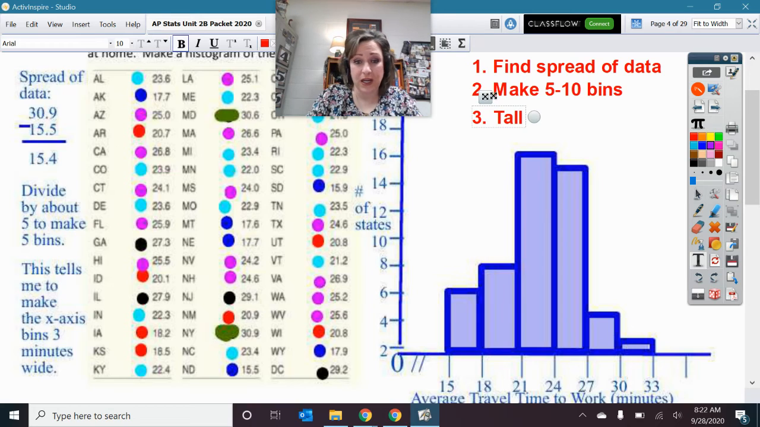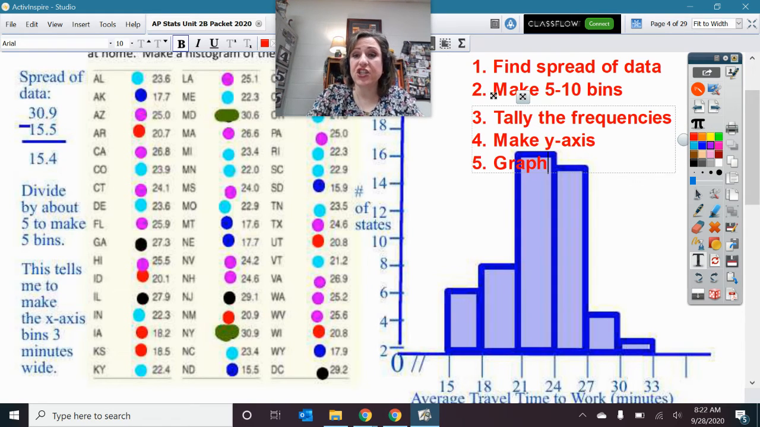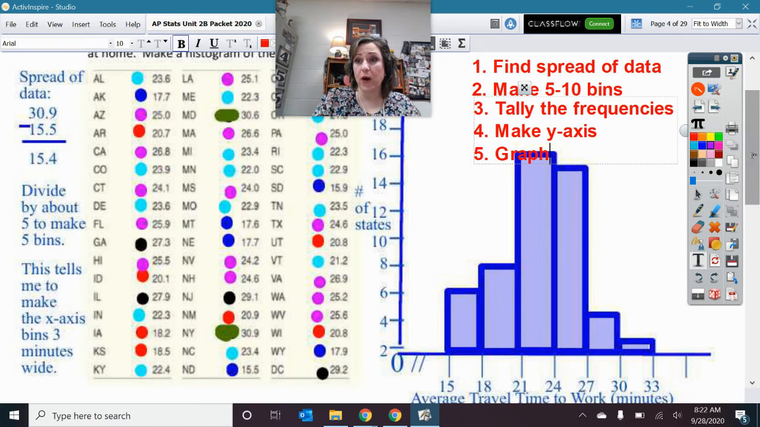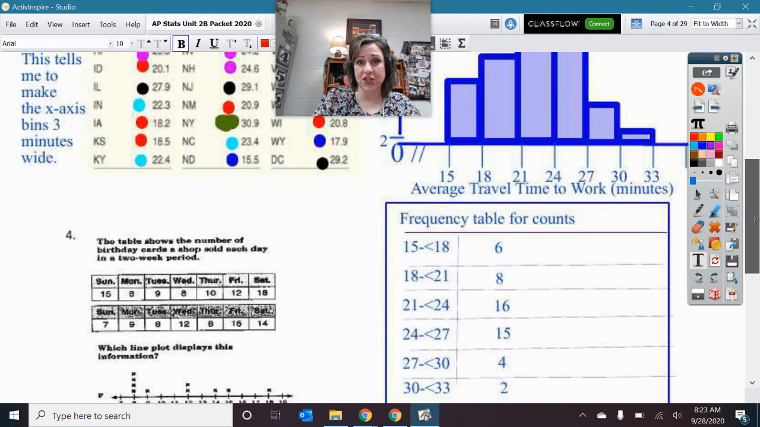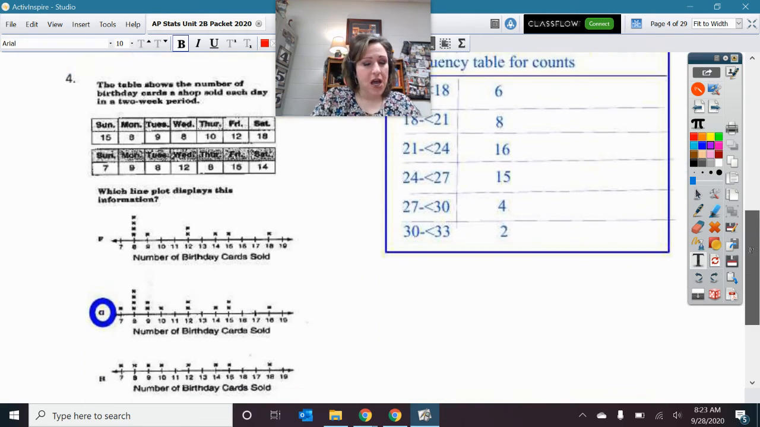Tally the frequencies. And then 4, you then make your y-axis and then graph it. Okay? And graph. All right. So you can see that with large data sets, there's really quite a bit more involved in making a histogram than the really simple one that was in the notes. So sorry about that. All right.